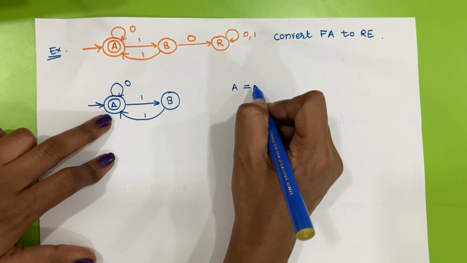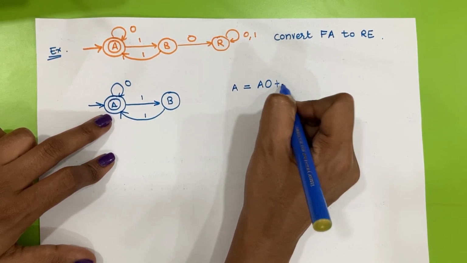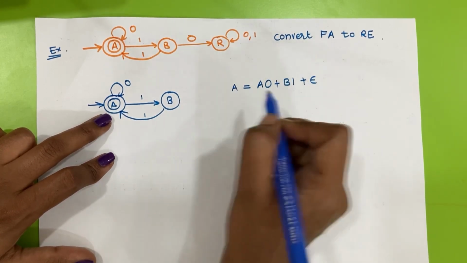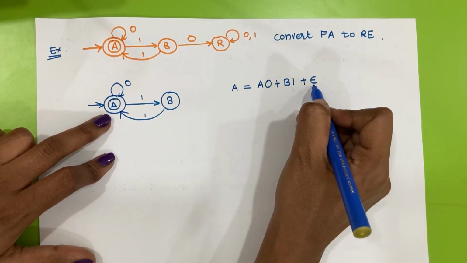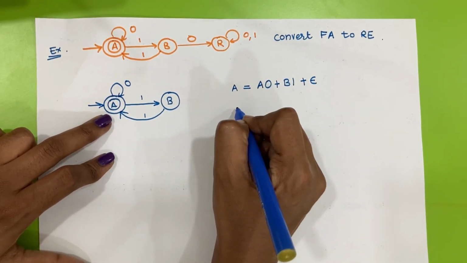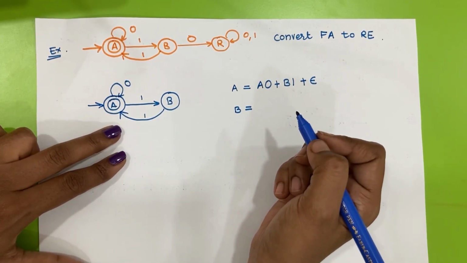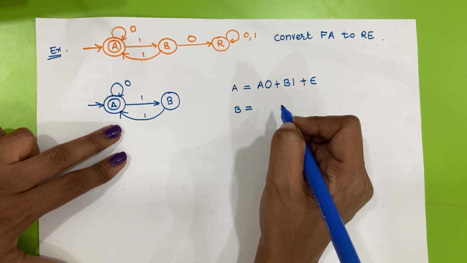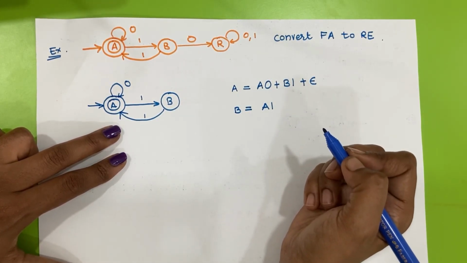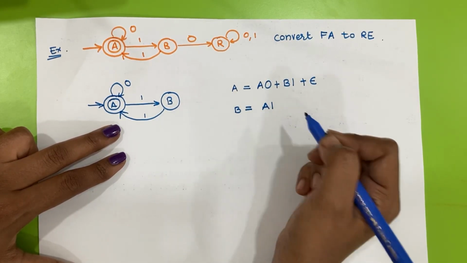So first we will write A 0 and B 1, and we should add empty because A is initial state, and in case of initial state we should add empty. Now next we'll write the expression for B. The expression for B is we have only one incoming edge from state A to B, so the expression for B is A1.